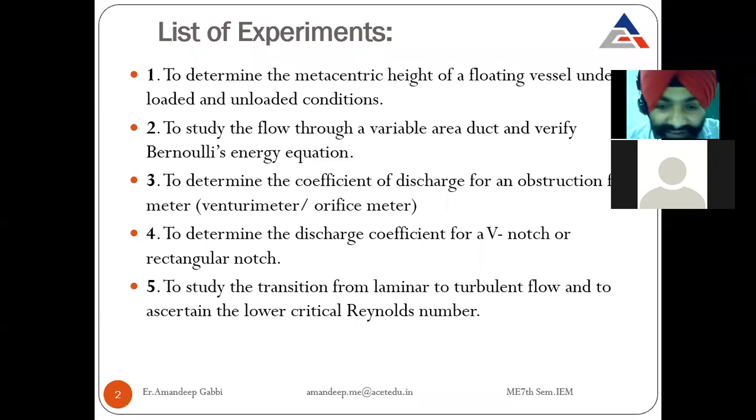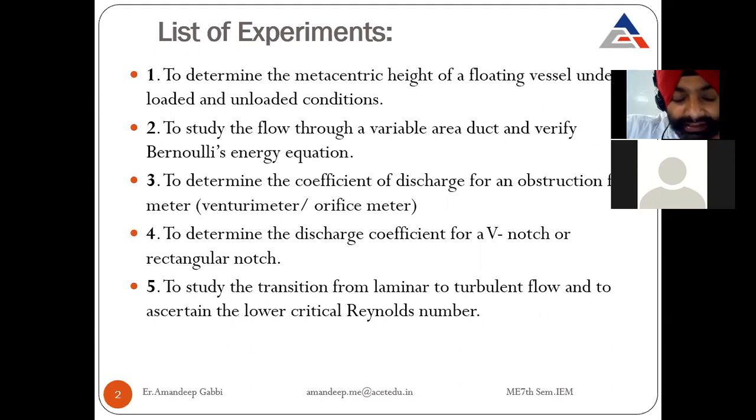Then the fifth experiment that we are going to do is to study the transition from laminar to turbulent flow and to ascertain the lower critical Reynolds number. As we discussed laminar flow and turbulent flow in the last lecture, yesterday's lecture, flow which is very smooth, without any up and down or to and fro motion of water, is called laminar flow, and slowly it moves to transition when the velocity increases, and then it is very turbulent when its velocity increases to a very high value.